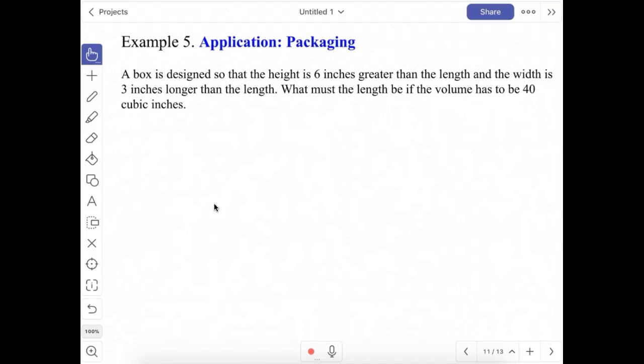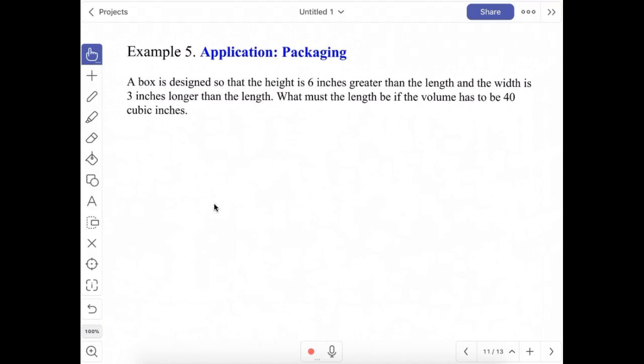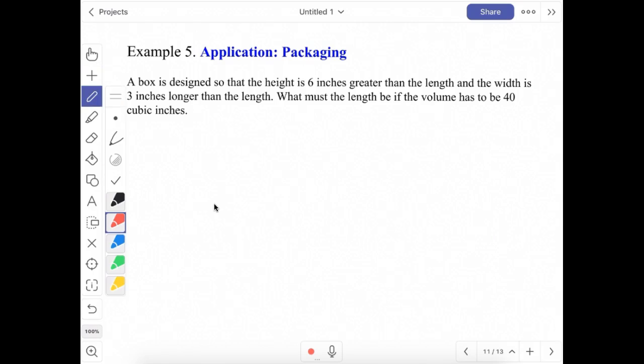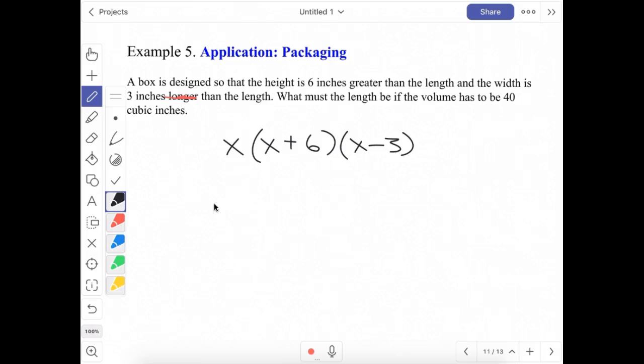Last one. A box is designed so that the height is 6 inches greater than the length and the width is 3 inches. I think one was supposed to be greater, one was supposed to be less. What must the length be if the volume has to be 40 cubic inches? So we should have our length is just x, our height should be x plus 6, and our width should be x minus 3. That's all going to be equal to 40.